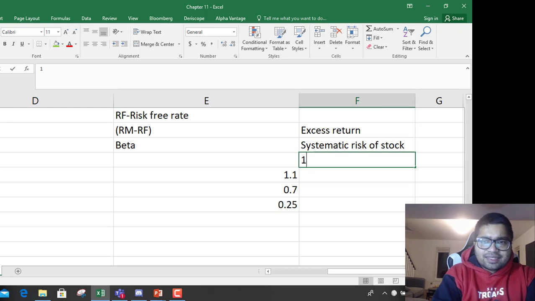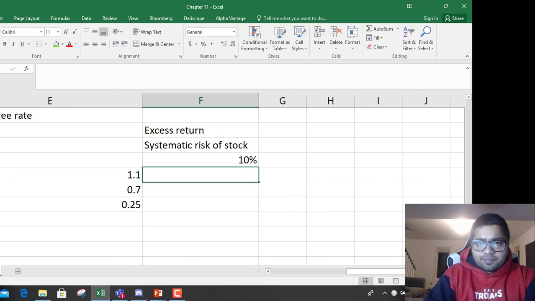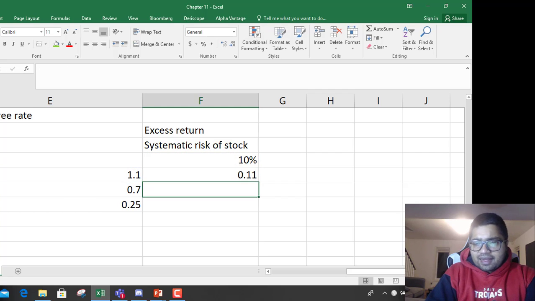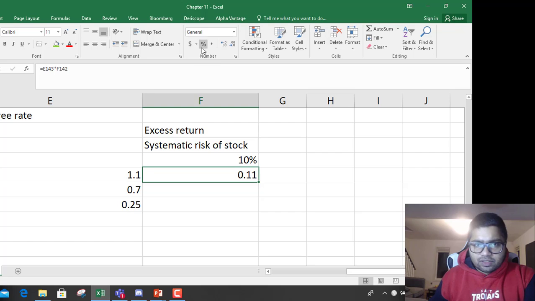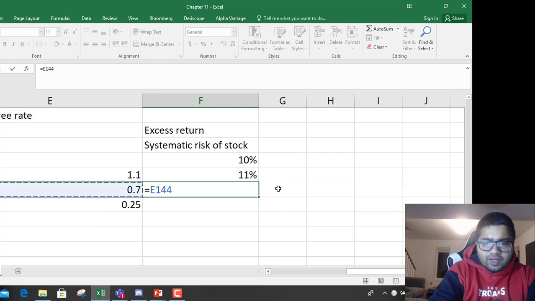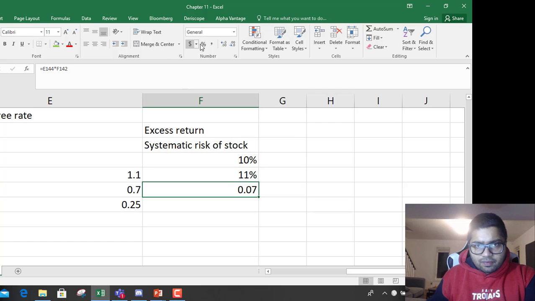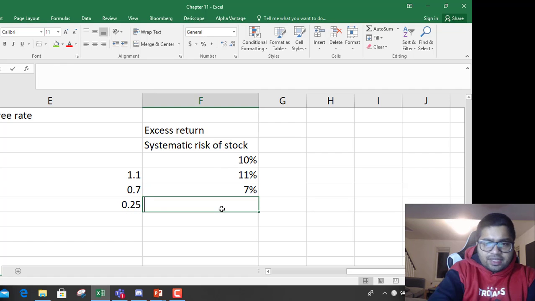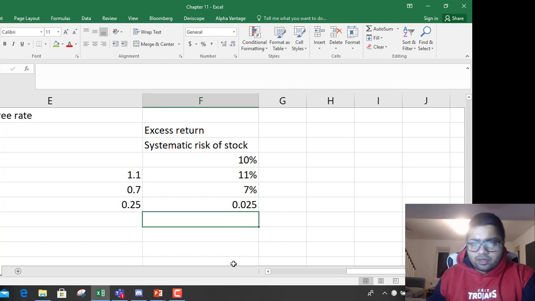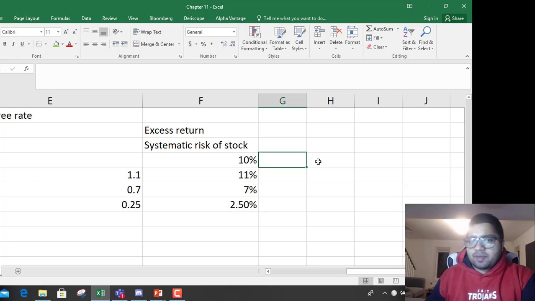If the market goes up by 10%, stock A will go up by 11%, so 1.1 times 10. Stock B will go up by 7%, and stock C will go up by 2.5%.